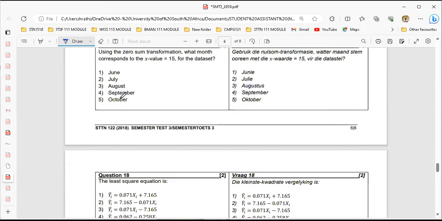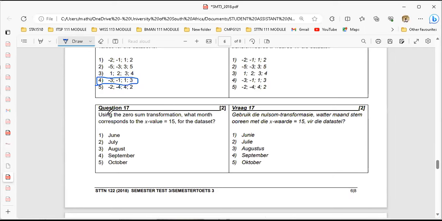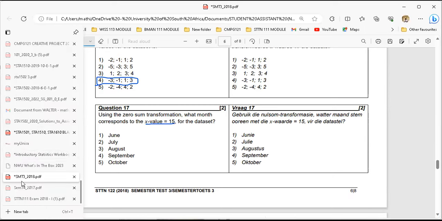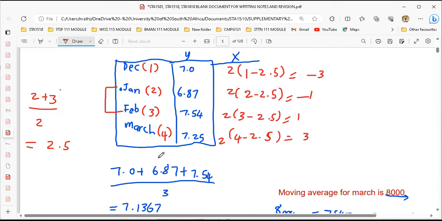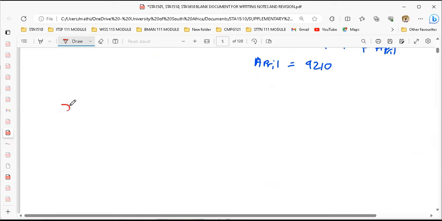All right, let's look at the last one here. Question 17. Using the zero-sum transformation, what month corresponds to the x value which is equal to 15 for the database? Where x value is equal to 15. So this is what I do. Because we know that we have the formula xi is equal to 2 into the ith period minus the middle period. We all know this formula.